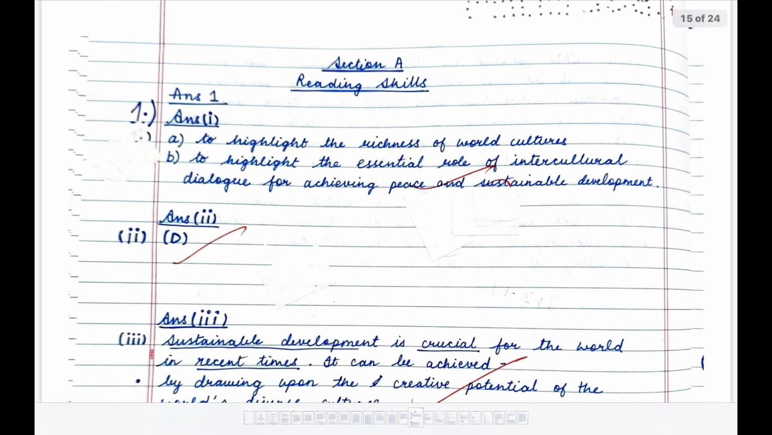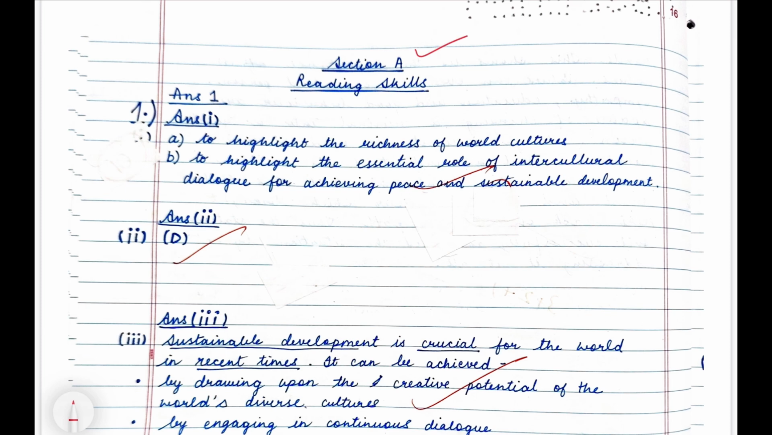Moving on to the next one. Now you can see this is about the unseen passage, Section A, reading skills. See the systematic way of attempting the questions.